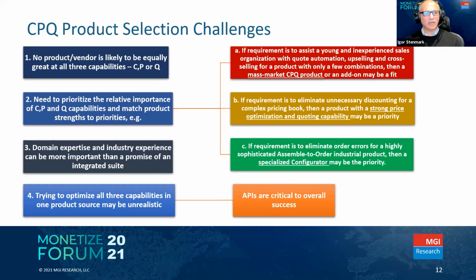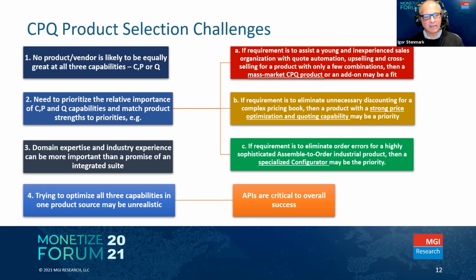How do you go through the selection process? It's definitely a challenge if you want to do this with some level of precision, but there are a few basic rules of thumb that you can follow. No product or vendor is likely to be equally great at all three capabilities, so pick carefully. Trying to optimize for all three, to reconcile those constraints, applying CPQ to CPQ, will prove impossible. So figure out your use case, prioritize.